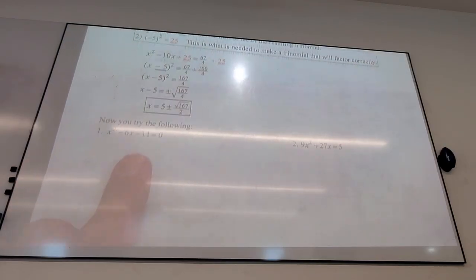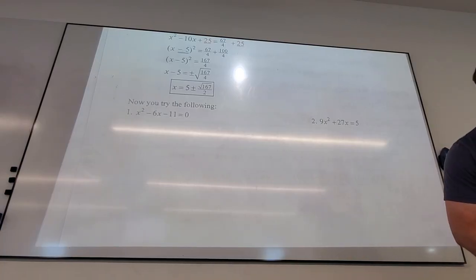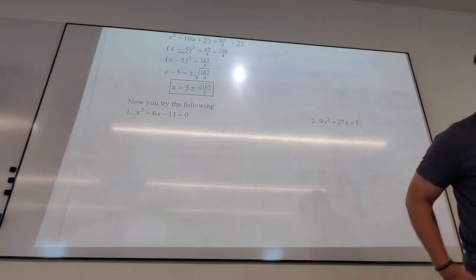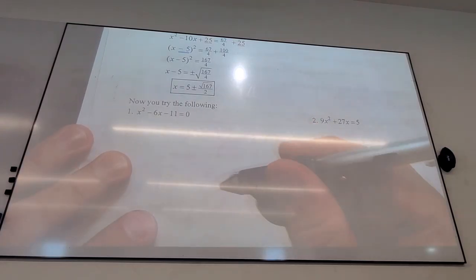I want to solve this using completing the square. So let's do this together. How does that work? What do I have to do first? Does anyone remember what I've got? If I want to use completing the square. Add 11. Good. I need to make some room. I have to figure out what to add, so I need to get the 11 out of the way, right? So make some room.